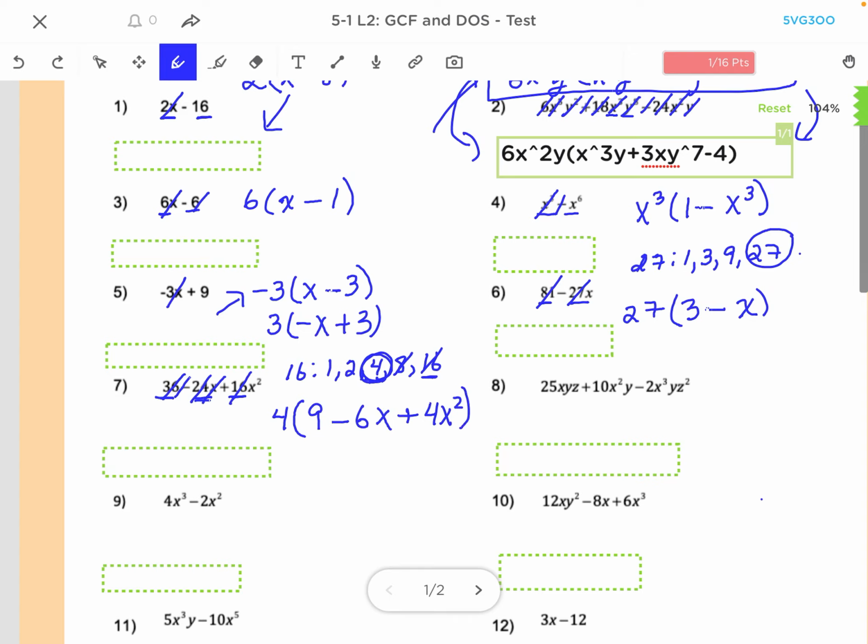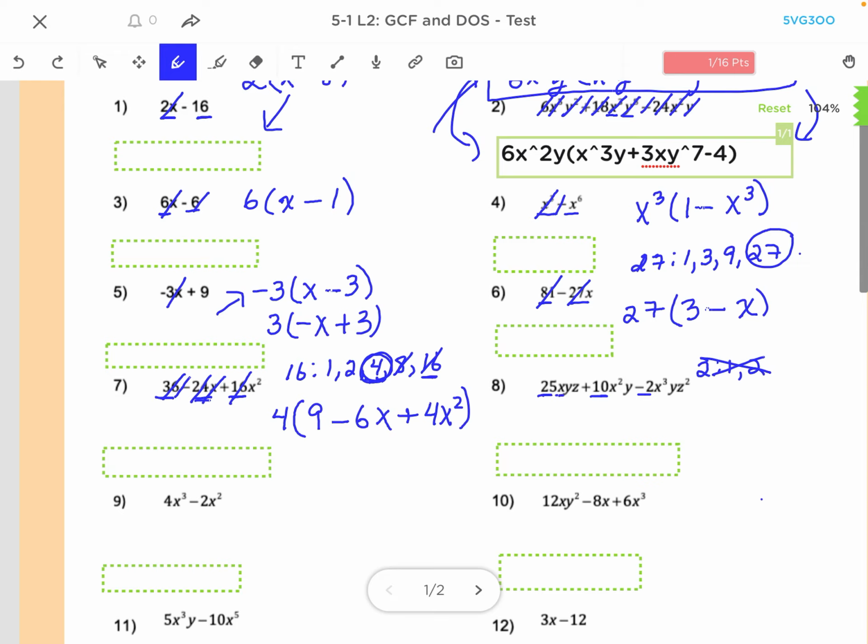Okay, last one here. Let's look at all the numbers. So I have a 25, 10, and a 2. Okay, there is no number you can divide out of all 3 numbers, right? Start with the smallest number. The only factors of 2 are 1 and 2. I can do 10 divided by 2, but 25 doesn't divide by 2. So there's no number you can divide out.